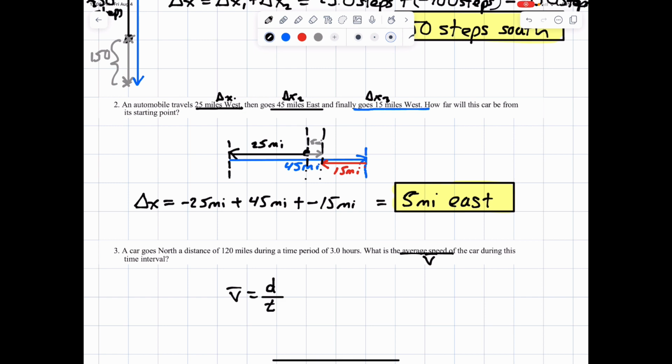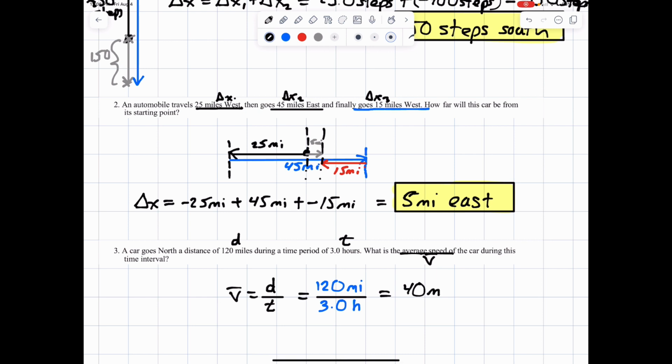So if we list our stuff, okay, this is going to be our distance, 120 miles. 3 is going to be our time in hours, okay, and we will get 120 miles, right, in 3 hours. Go ahead and divide that, right, and you'll get an average speed of 40 miles per hour.